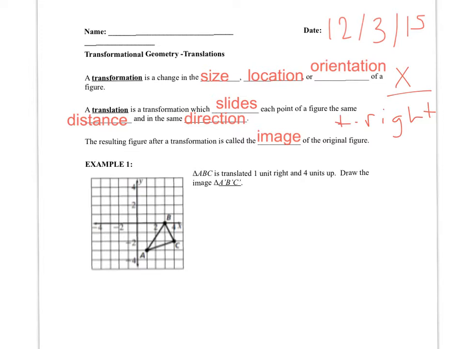That's really sloppy looking. Let me erase it real quick. Okay, if you're going to the right, you're going to add. If you're going to the left, you're going to subtract from your X. Now this is all just focusing on X right now because your X is the one that tells you whether you go right or left.